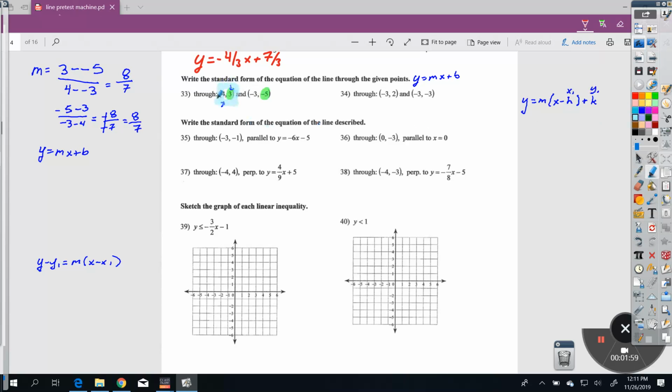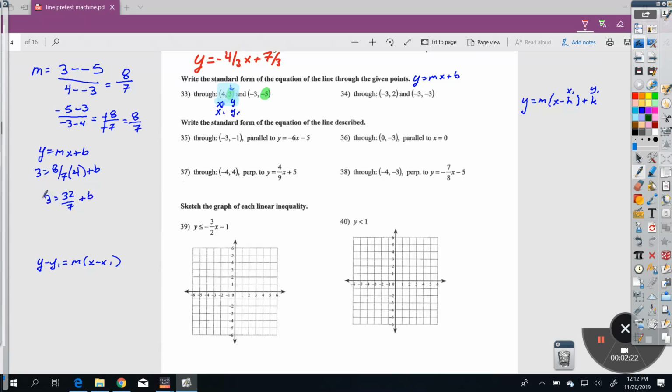I'm going to use this one, the 4 and the 3. Okay, so that 4 and 3 will be my x or my x1, my y or my y1. So now I just plug those in. Y is 3, m is 8 over 7, x is 4 plus b. So 3 equals 32 over 7 plus b.